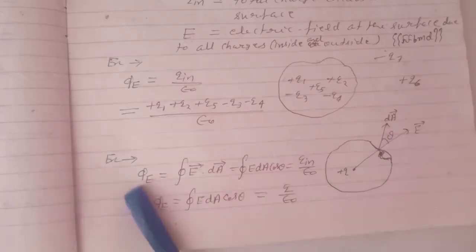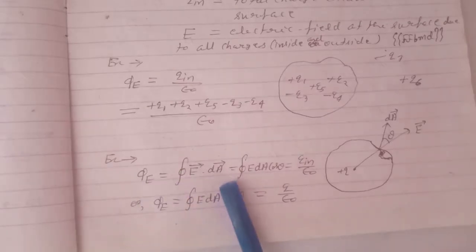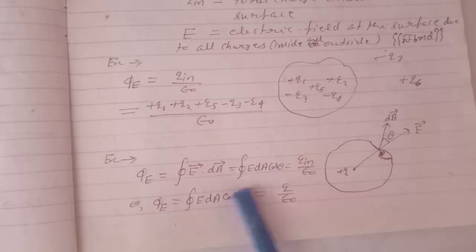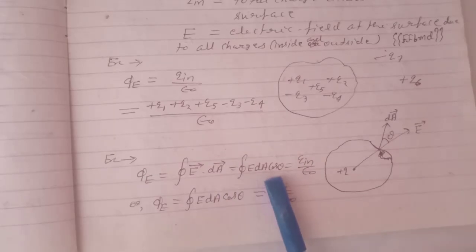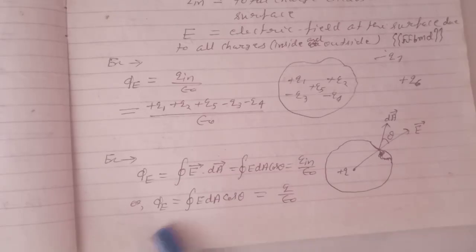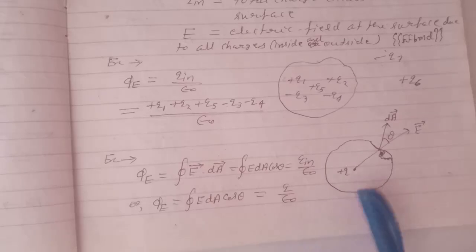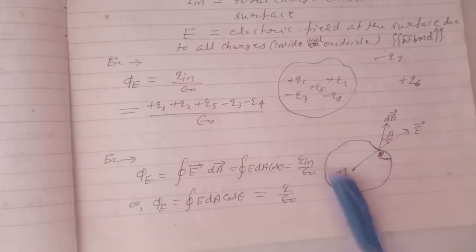So the flux will be, from the formula, phi equals the closed integral of E vector dot dA vector, or the integral of E dA cos theta equals Q in by epsilon naught. Now phi equals the integral of E dA cos theta equals Q by epsilon naught, because only one charge is enclosed by this surface.